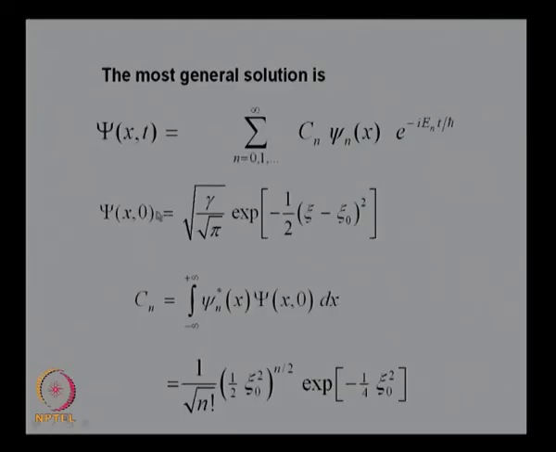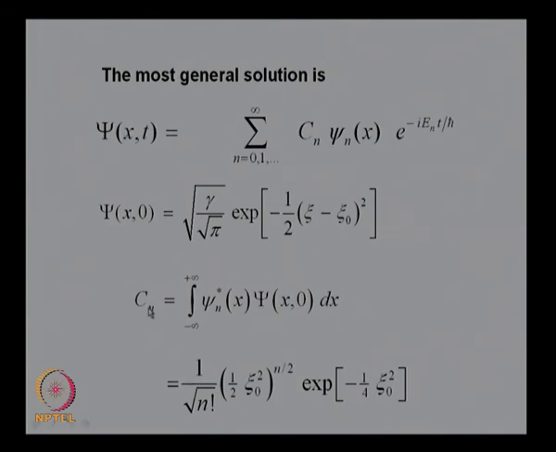Now, as I mentioned before, let us assume a particular case that at time t equal to 0, the wave function is given by this expression. It is a displaced Gaussian. Let me tell you in advance, this is known as the coherent state of the oscillator. So, my question is, if this is psi of x comma 0, what will be psi of x comma t? And the answer is simple.